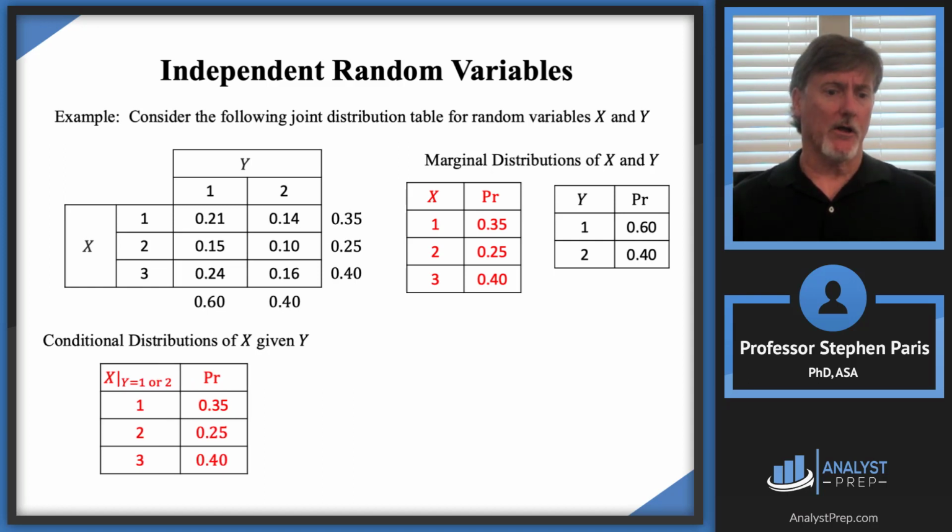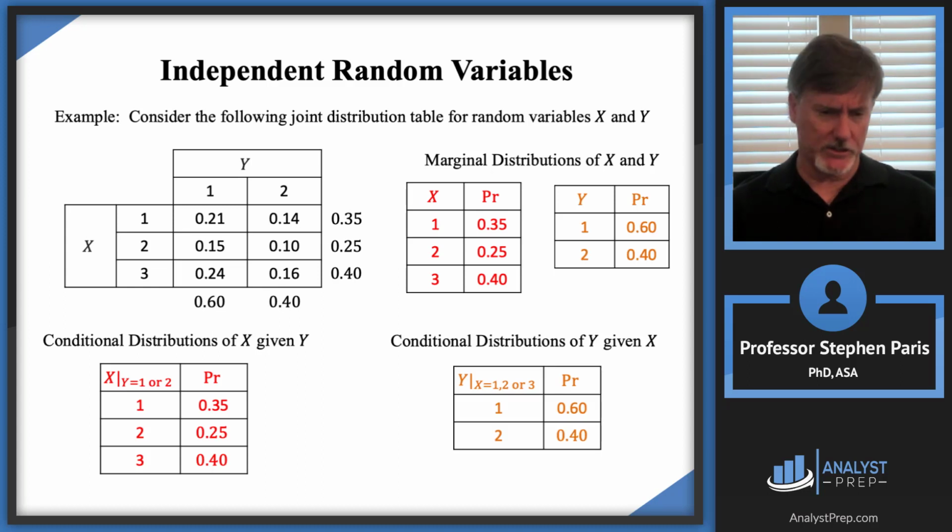So the conditional distribution of capital X, given that capital Y equals 1 or a 2, what I mean by this is it doesn't matter whether capital Y is equal to a 1 or whether capital Y is equal to a 2. The conditional distribution of capital X based on that event would be the marginal distribution.